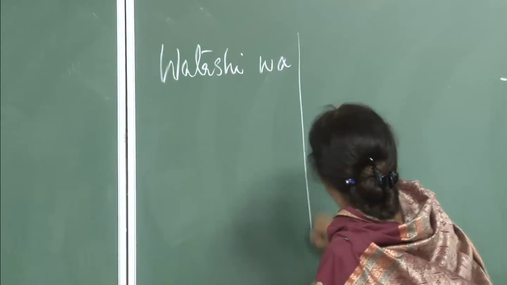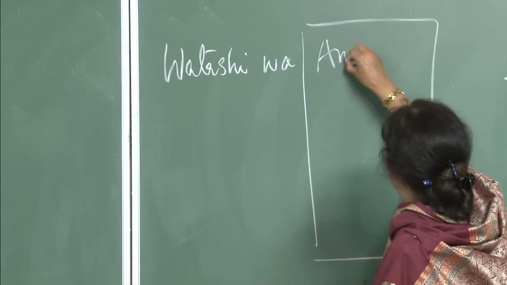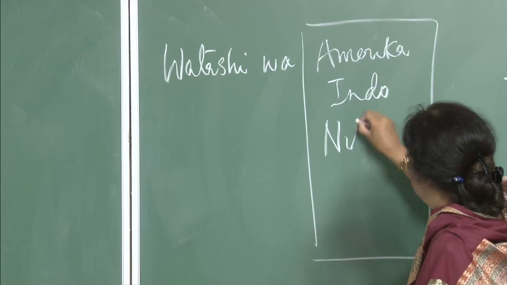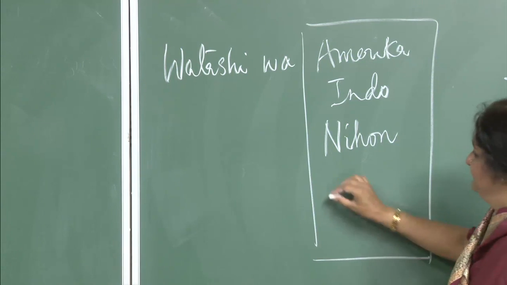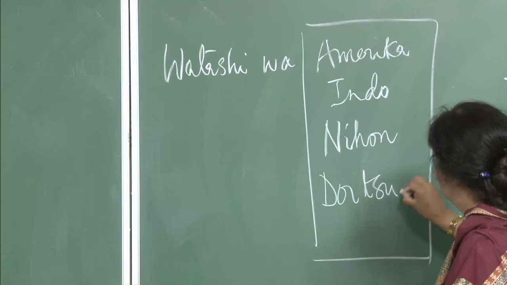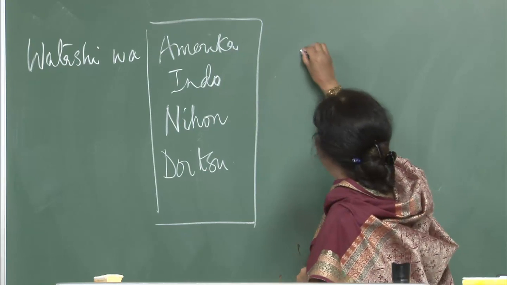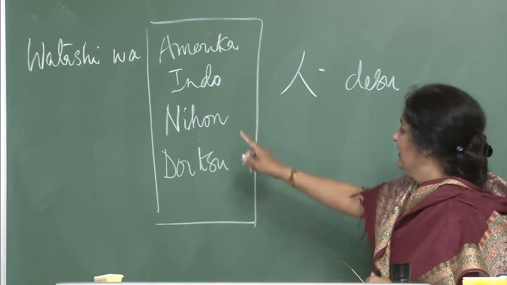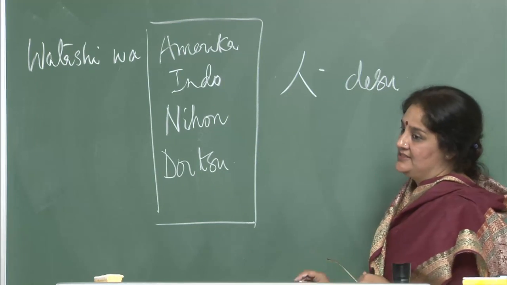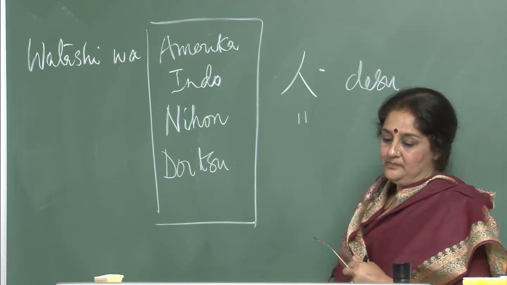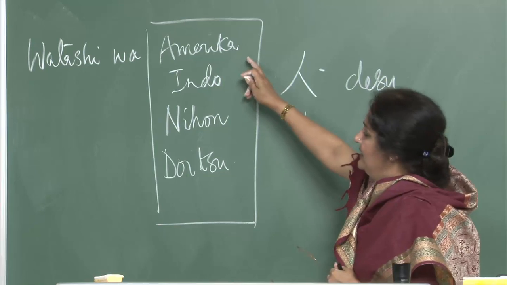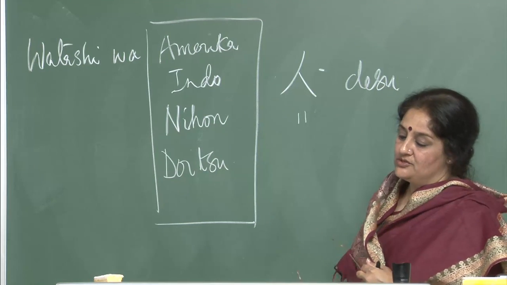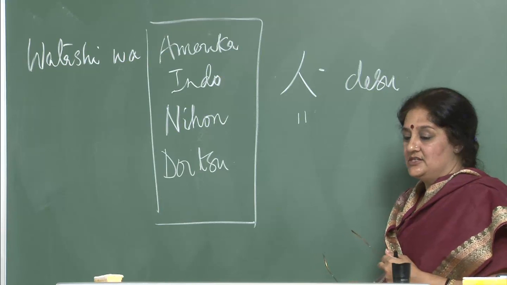Watashi wa America, Indo, this is India, Nihon, this is Japan, Doitsu, Germany. Watashi wa America jin desu, Watashi wa Indo jin desu, Watashi wa Nihon jin desu, Watashi wa Doitsu jin desu. Now, jin over here means person. And it says, I am American, I am Indian, I am Japanese and I am German. So, jin is used for a person belonging to that country.